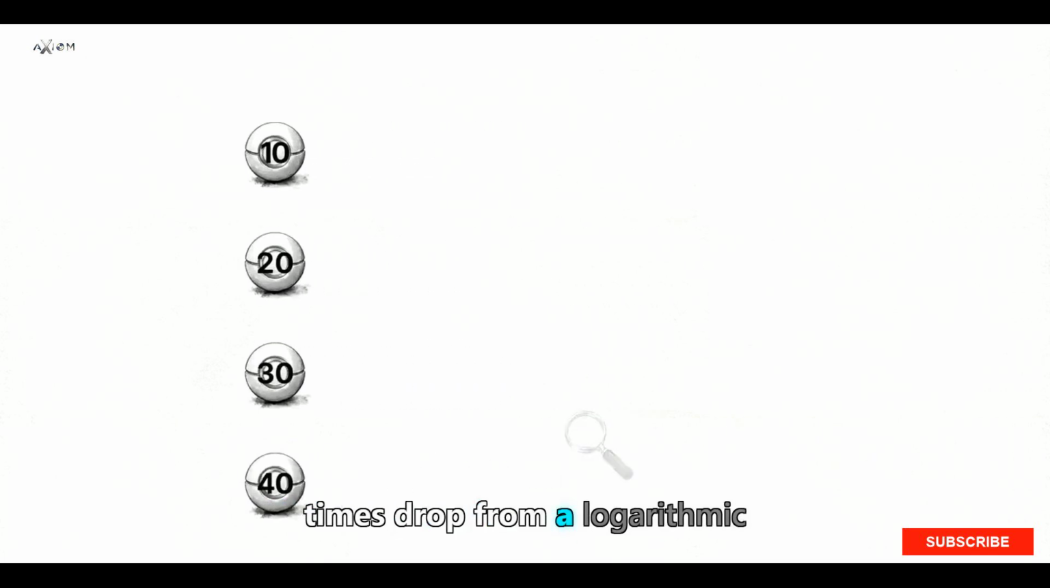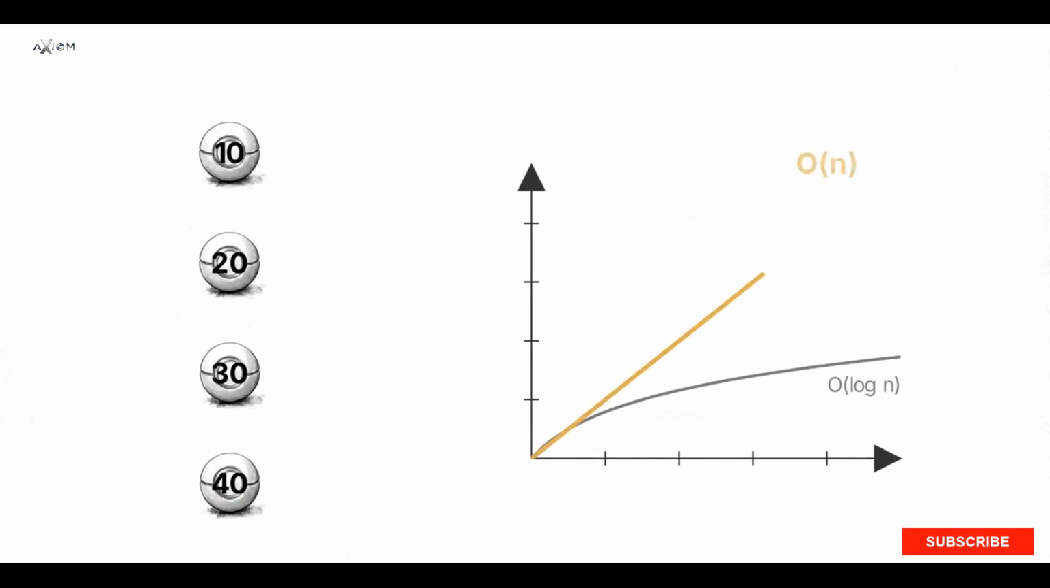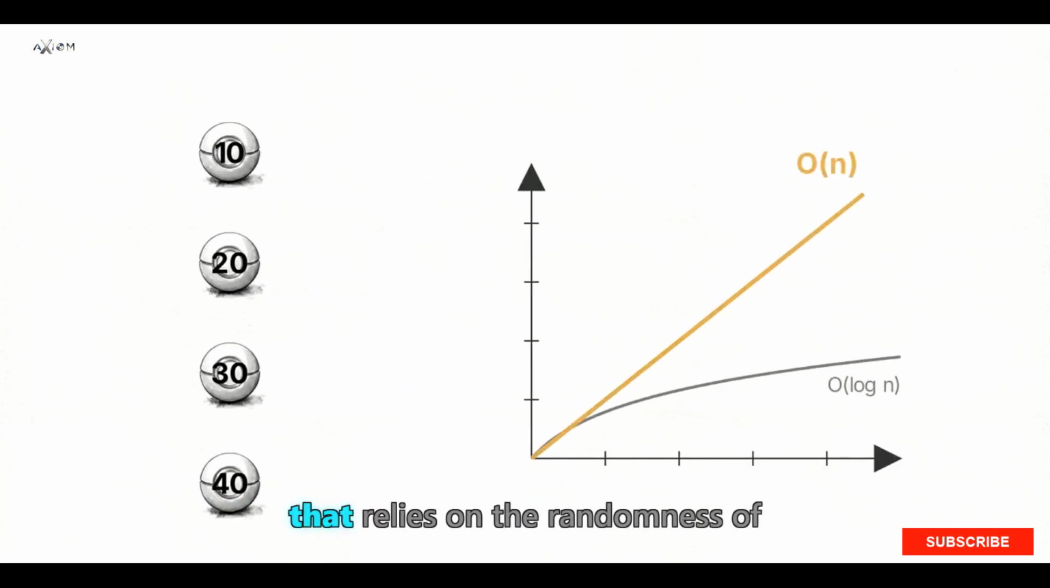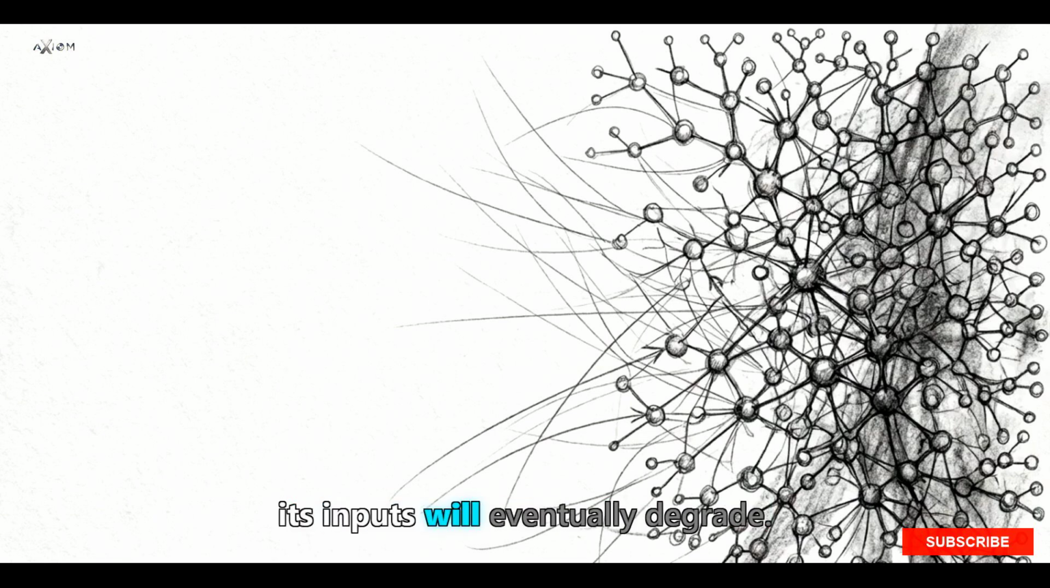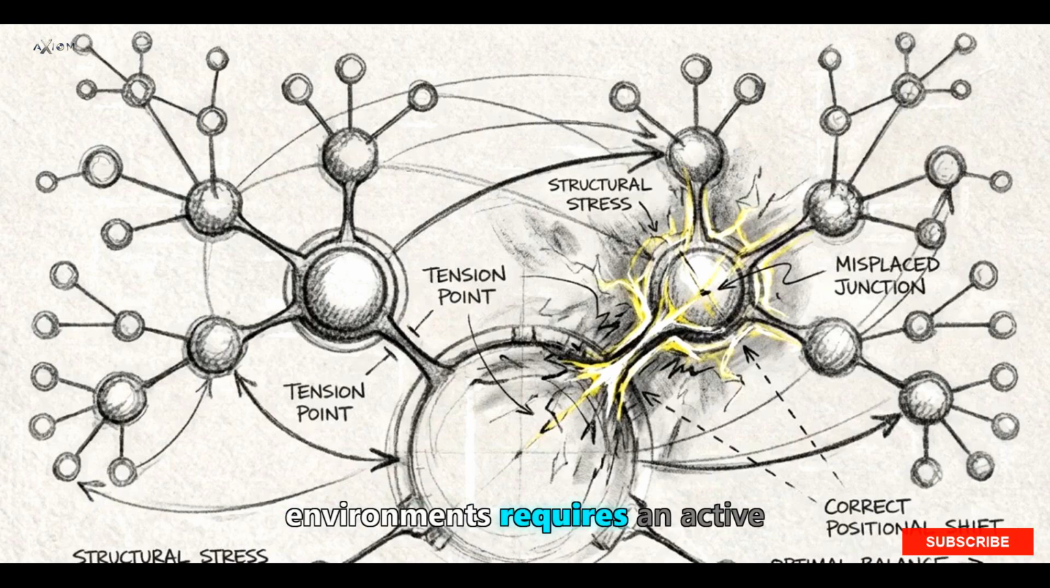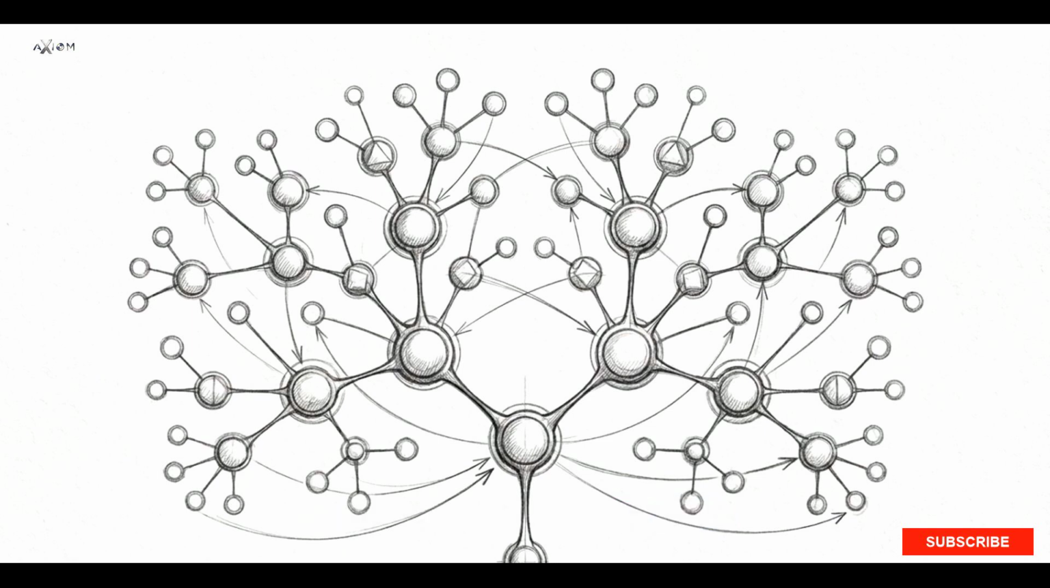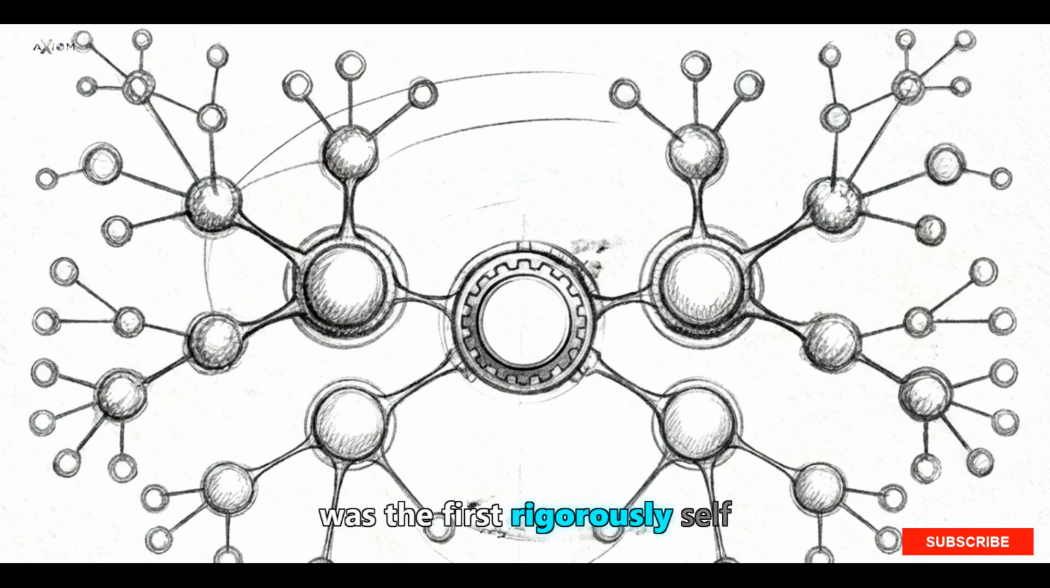Search times drop from a logarithmic curve to a linear crawl, or O(n). A data structure that relies on the randomness of its inputs will eventually degrade. Maintaining performance in dynamic environments requires an active mechanism for structural self-management. In 1962, Georgy Adelson-Velsky and Evgenii Landis introduced the AVL tree. It was the first rigorously self-balancing data structure designed specifically to prevent this linear degradation.